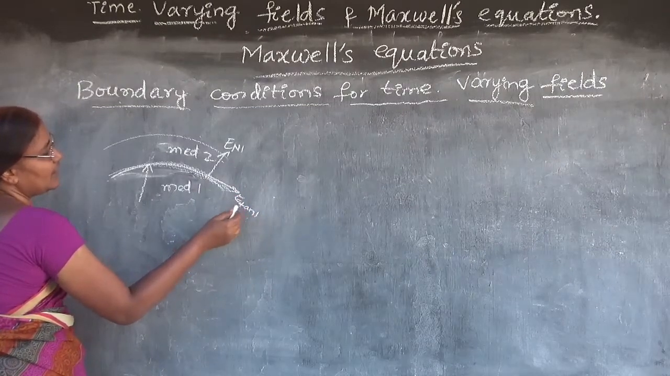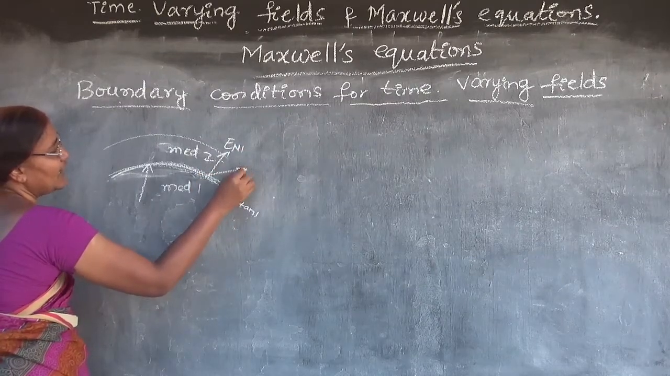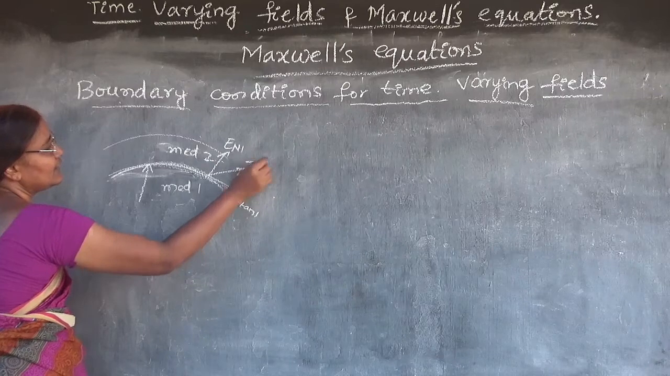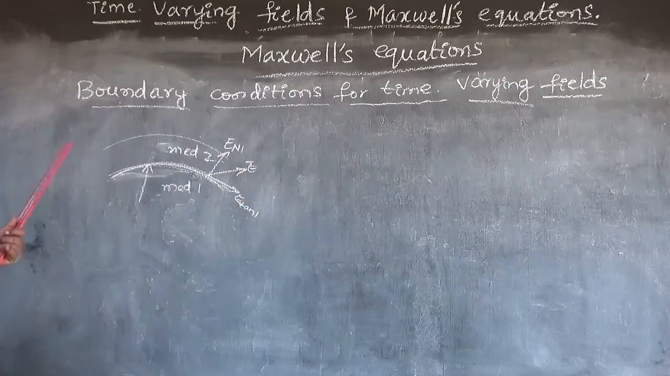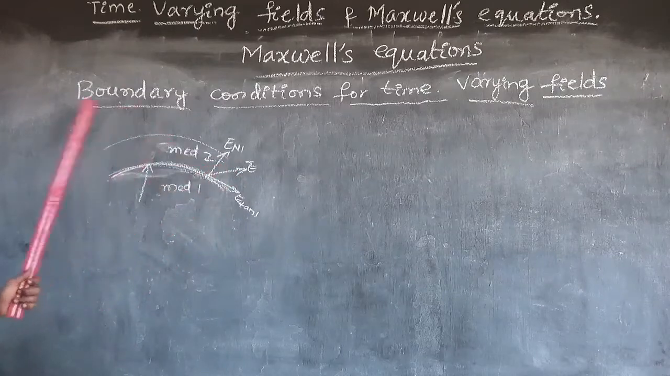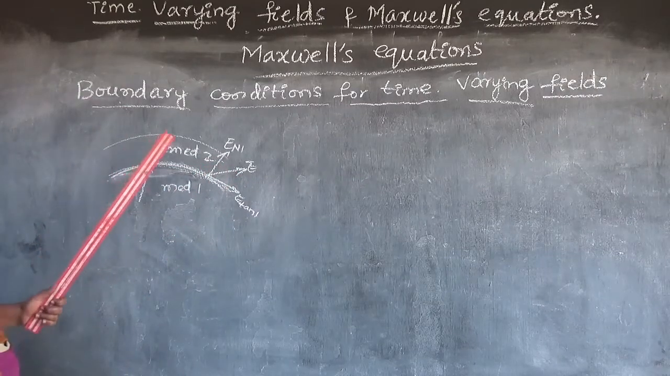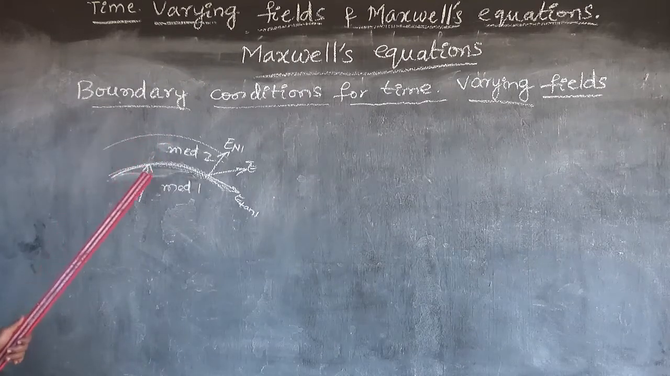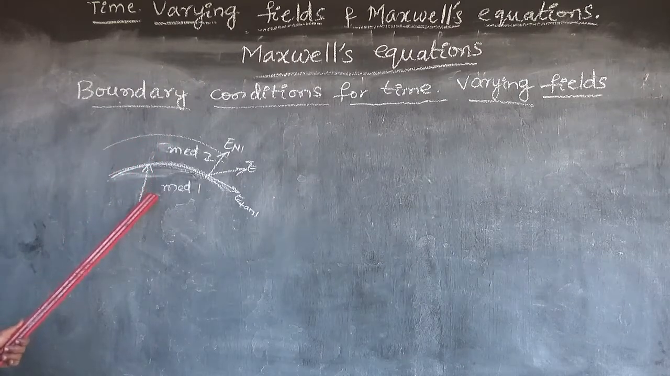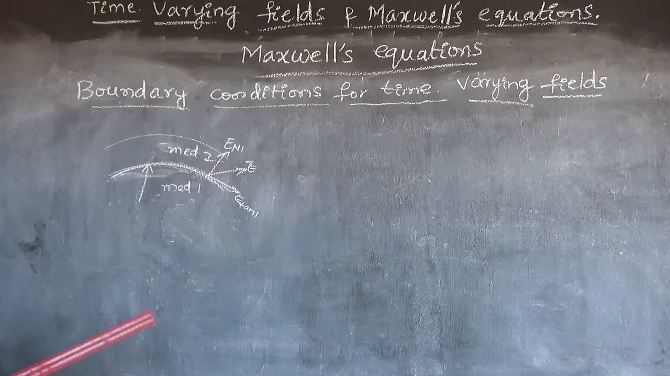Just remember, we have seen the normal component En1 and the tangential component Etangential, and we calculated the resultant of these two components as E bar. So what is the behavior of the wave at the boundary? That we have studied in the static fields.